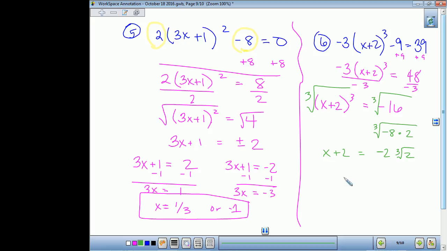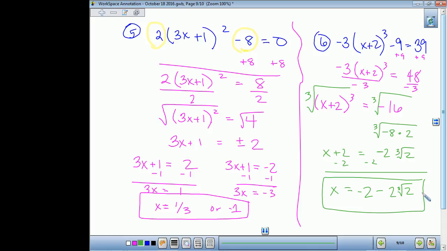So it's going to be x equals. So now we have to move this 2 back over. But we can't combine them. So x equals -2 minus 2 cubed root 2. Yep, that's my answer. So you have to have that cube sign or else it's wrong. That is the right idea right there. You must have the cube root of 2.